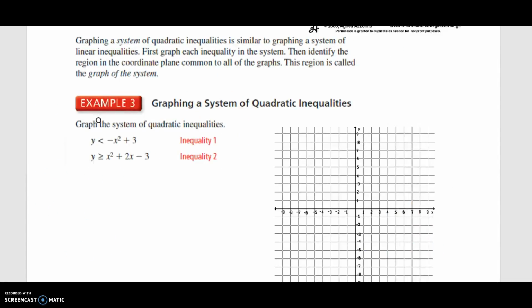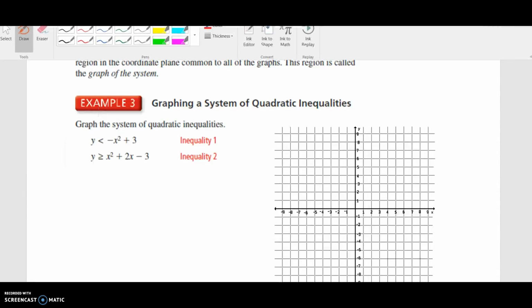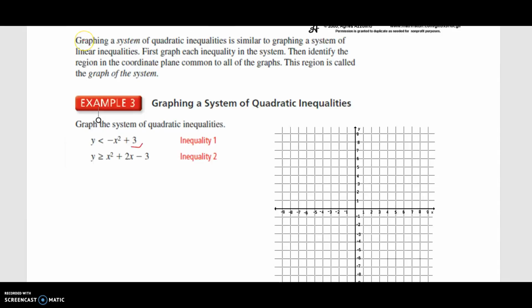So looking at example 3, we're going to graph a system of quadratic inequalities. What that means is we're going to graph each of these separately. So we'll graph y is less than negative x squared plus 3. And then we'll graph y is greater than x squared plus 2x minus 3. And we're going to figure out where the shadings overlap, and that's going to be our solution.